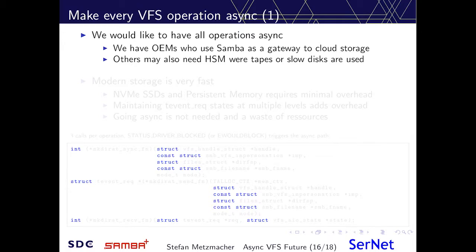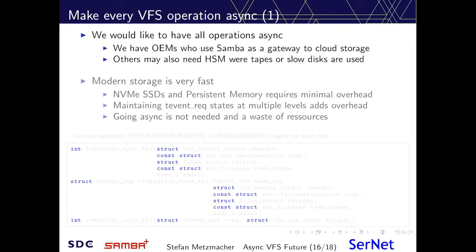So now the question is, do we want to have each operation asynchronous? I think from the high level point of view, so from the SMB layer, we should aim for that, because there are a lot of OEMs who use Samba as a gateway to cloud storage, or use HSM with tapes and so on. But modern storage is very fast, so we have NVMe SSDs, persistent memories, and they require minimal overhead in order to perform well. So it doesn't really make sense to go asynchronous with that storage.